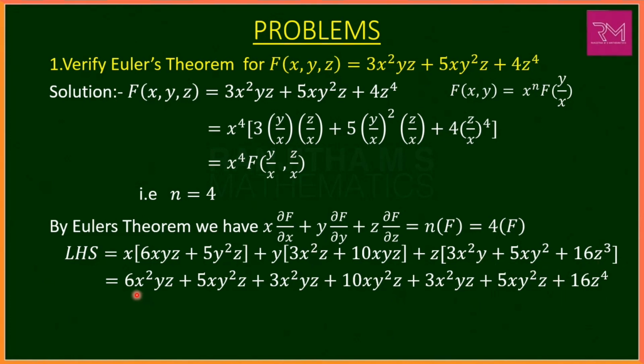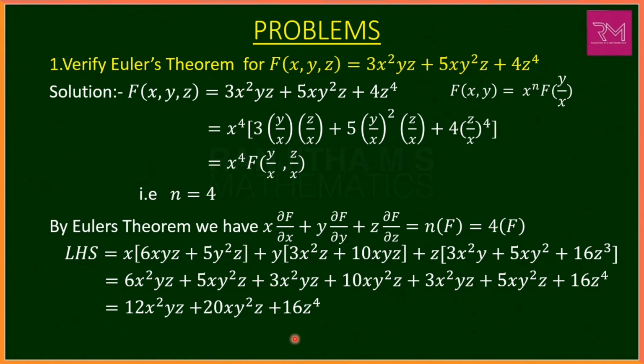Now here we have 6x square yz plus 3x square yz plus 3x square yz. We get the value as 12x square yz plus here 5xy square z. Here we have 10xy square z. Here we have 5xy square z. Hence we get 20xy square z plus here the remaining is 16z power 4.